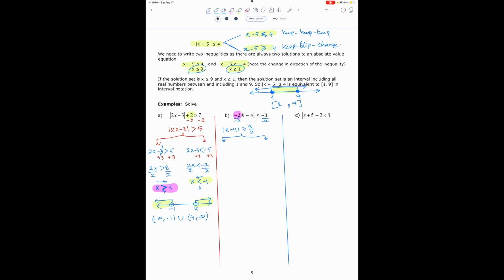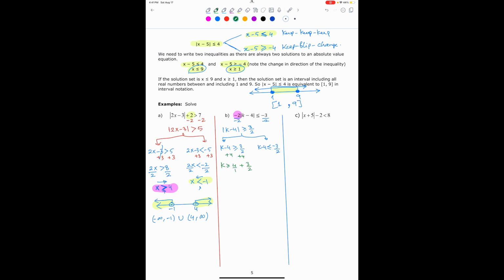Left side, or the first side, is going to be k minus 4 is greater than or equal to 3 over 2. The other half is going to be k minus 4 less than or equal to negative 3 over 2. We're going to solve each side, so we're going to add 4 to both sides of the inequality. We will have k is greater than or equal to 4 plus 3 over 2.